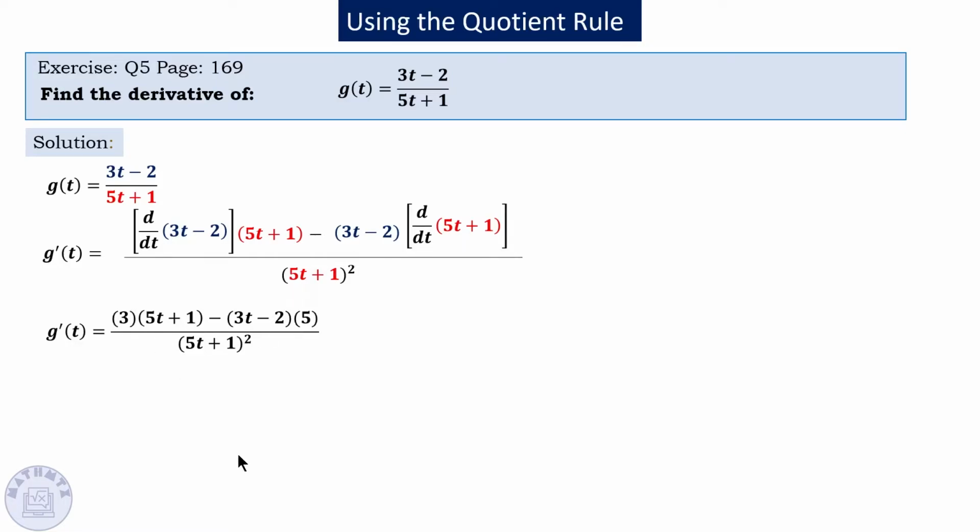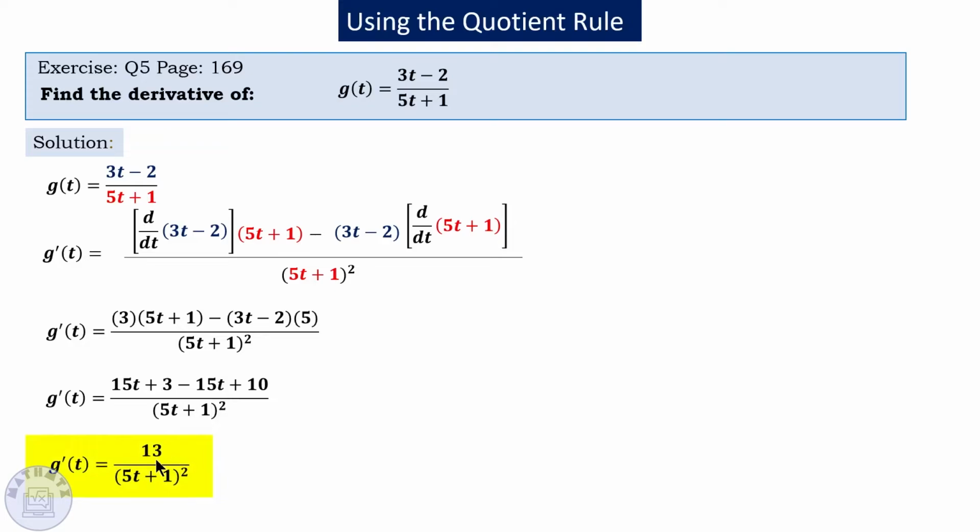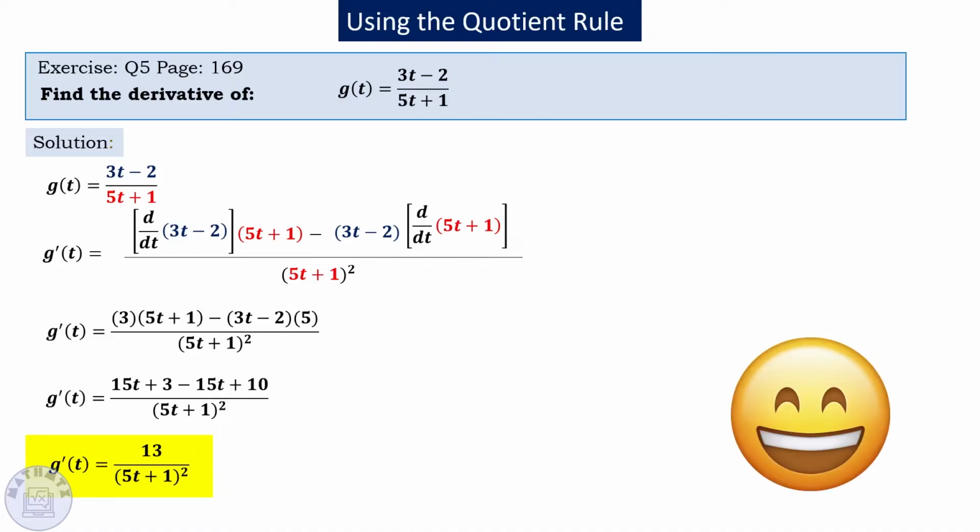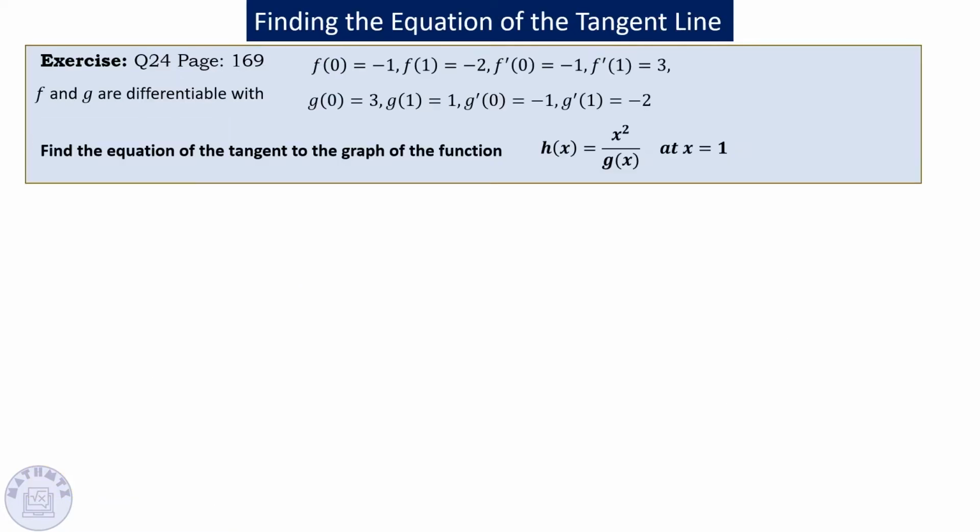Now simplify the top. You have 3 times 5t, 15t, and 3 times 1, and then 15t plus 10. Okay, now I can see 15t and negative 15t will cancel out. I'll be left with 13 over (5t plus 1) all squared. As you can see, this is relatively simple. You just follow the rule and derive the expression, simplified.